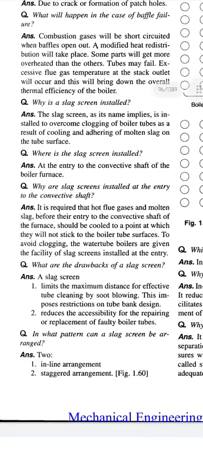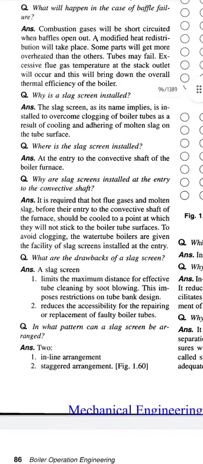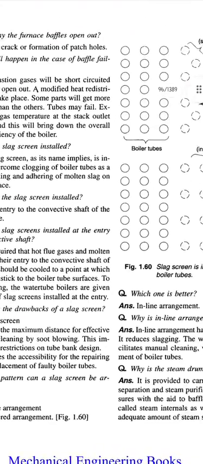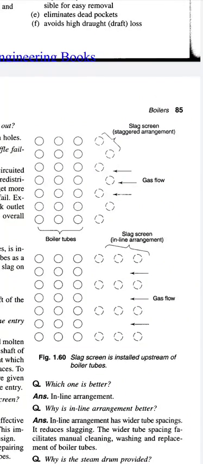It is required that the hot flue gases and molten slag, before their entry to the convective shaft of the furnace, should be cooled to a point at which they will not stick to the boiler tube surfaces. To avoid clogging, the water tube boilers are given the facility of slag screens installed at the entry. So these are the slag screens installed upstream of boiler tubes.